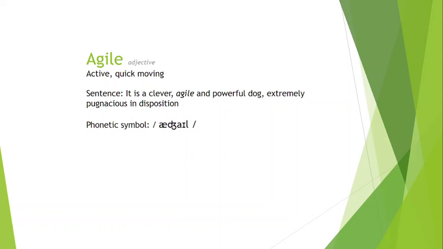First of all, Agile. Agile means active or quick moving. Its part of speech is adjective. For example, it is a clever, agile, and powerful dog. Extremely pugnacious in opposition. The phonetic symbol is shown here; this is the phonetic symbol of agile.